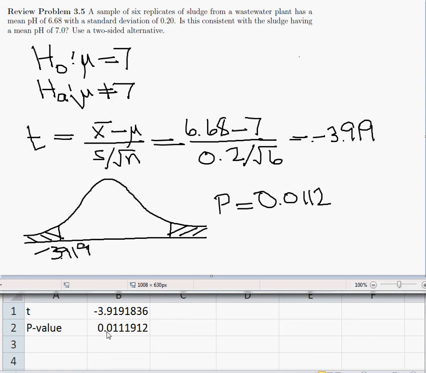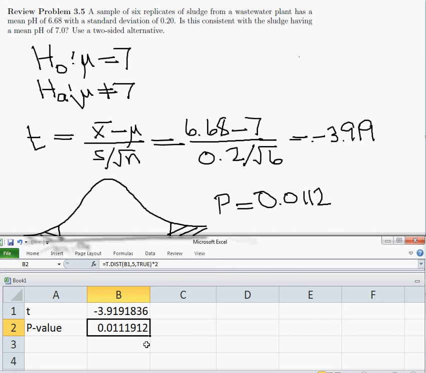Let me talk about a couple alternative ways of doing this. Another way would be t.dist.rt with negative that number with 5 degrees of freedom times 2. So that would be the right-tailed area to the right of positive 3.919, and then I would get the same answer.